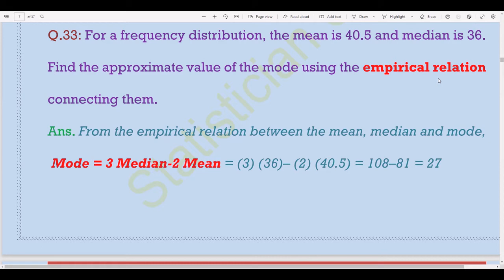So first you should know about the empirical relationship between mean, median and mode to calculate this question. This is the empirical relationship: mode is equal to 3 median minus 2 mean. So put the values here. 3 into median is 36, 36 minus 2 mean 40.5. After simplification, you get the answer of mode, which is 27.